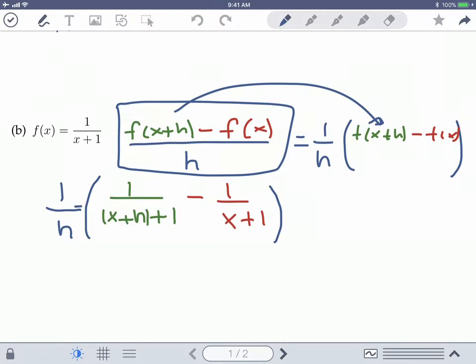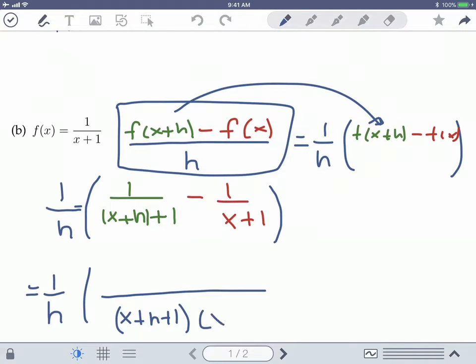Well, you have three terms here. The 1 over h is still outside, and then inside, you're going to have to write the common denominator. I'm going to forget about the colors now. My common denominator is going to be x plus h plus 1 times x plus 1. And over here, this fraction, I multiply top and bottom by this denominator to make it the common denominator.